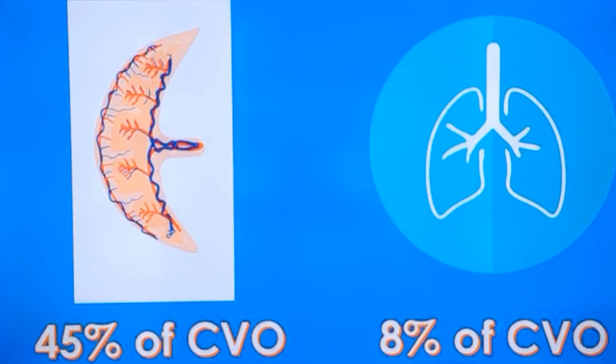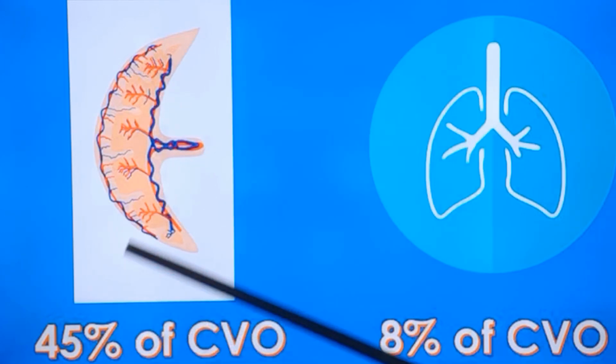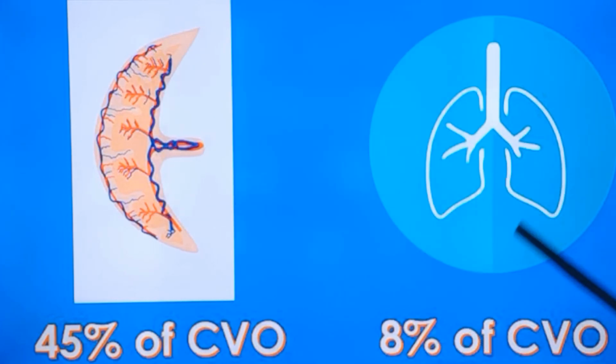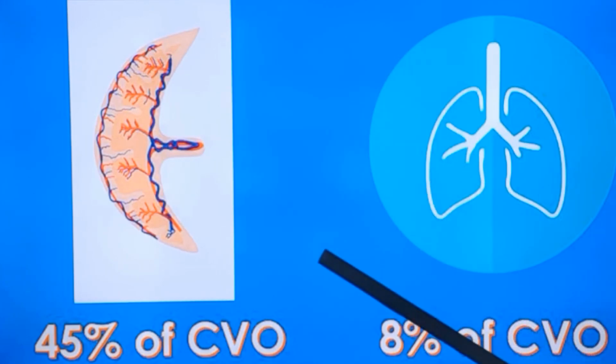In fetal circulation, instead of saying left ventricular and right ventricular output, it is known as combined ventricular output. And 45% of the combined ventricular output goes to the placenta for oxygenation. Lungs receive only 8% because lungs are not functional in the fetus in terms of oxygenation. That is what happens in fetal circulation.